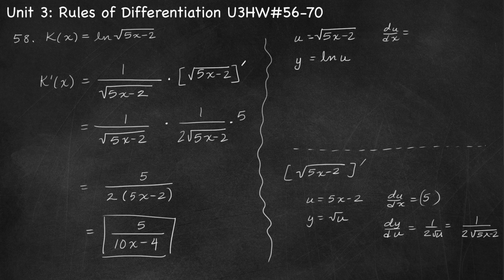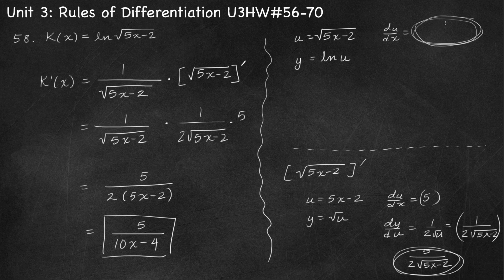And then we multiply these two together to get our derivative. So when we multiply that together, I'm going to get 5 over 2 times the square root of 5x minus 2. That's the derivative that I'm looking for right here. So that's 5 over 2 times the square root 5x minus 2. Then I still need to multiply by the derivative of this outside function.